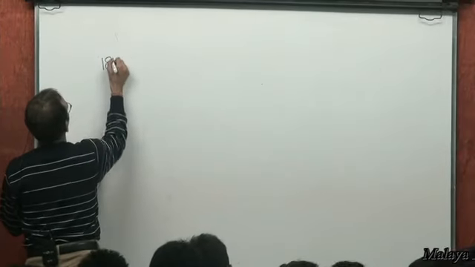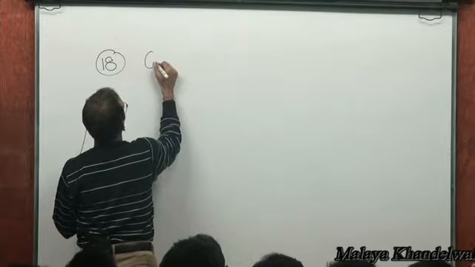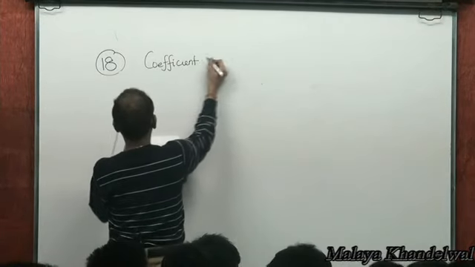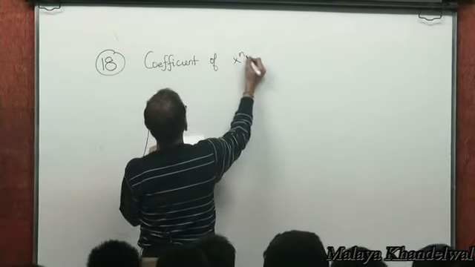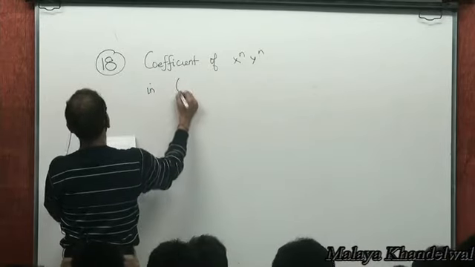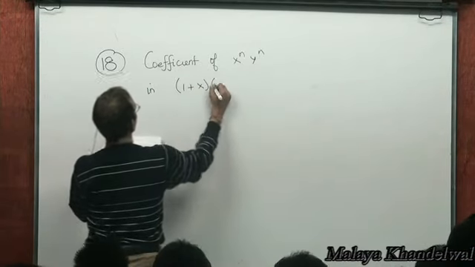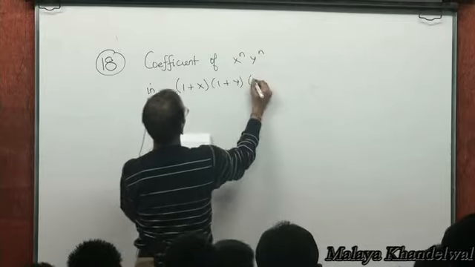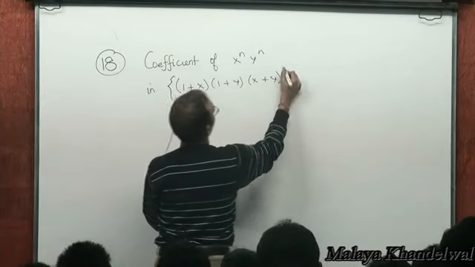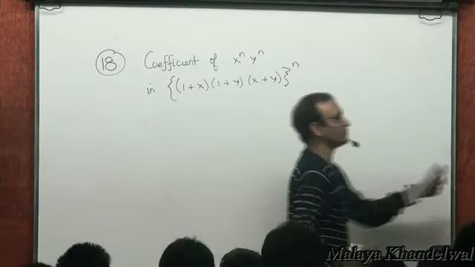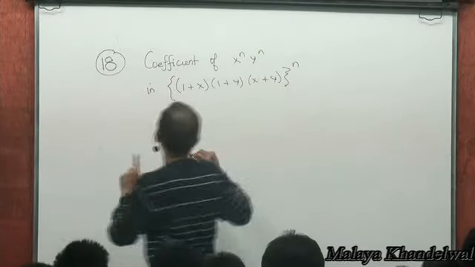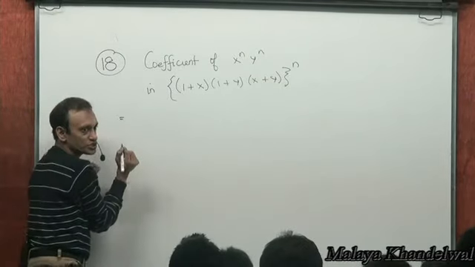Number 18, coefficient of x power n, y power n in 1 plus x into 1 plus y into x plus y whole to the power n. We want to find the coefficient of x power n, y power n in this expansion. Right? Just expand it a little judiciously.